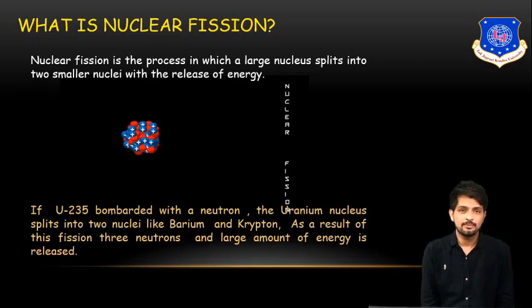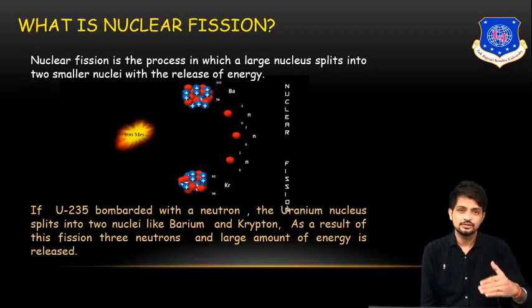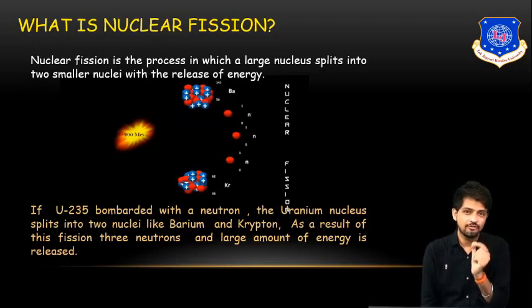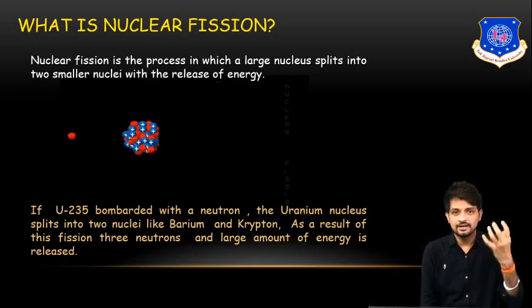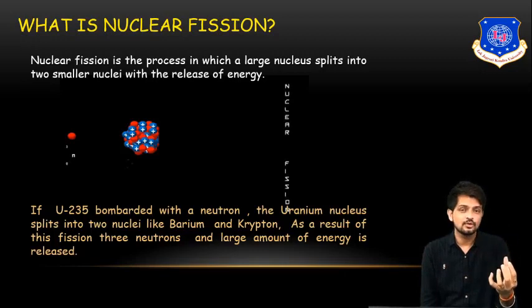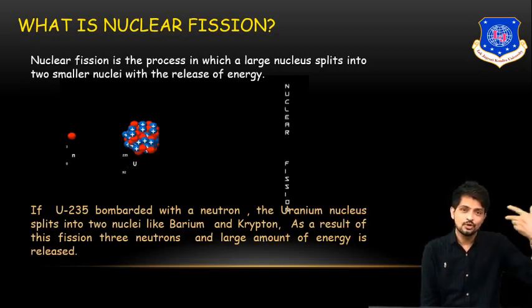If there are many uranium atoms, then this process will continuously go on increasing, because when 1 neutron is bombarded with the nucleus of uranium, then uranium will produce 2 more nuclei.